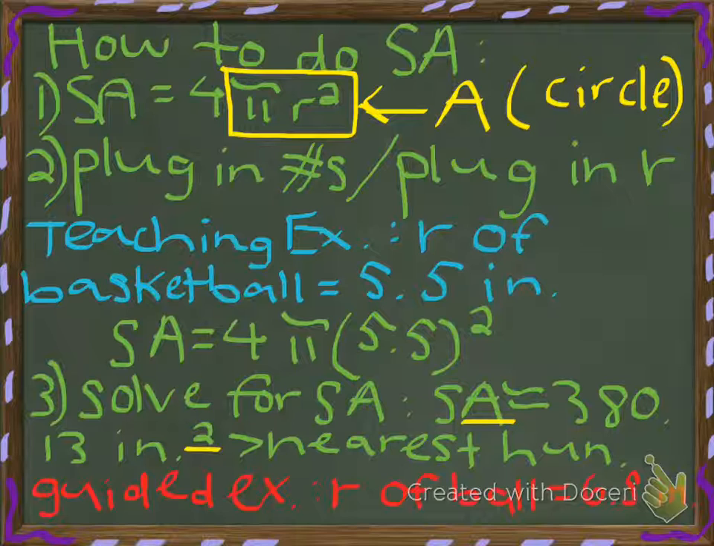So now you're going to have to do a guided example, which is, for example, a radius of a ball is 6.5 inches. So using the formula 4 pi r squared for surface area of a sphere, you have to find out the surface area of that ball, which is 6.5 inches.